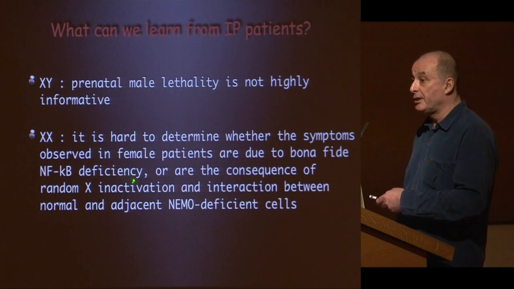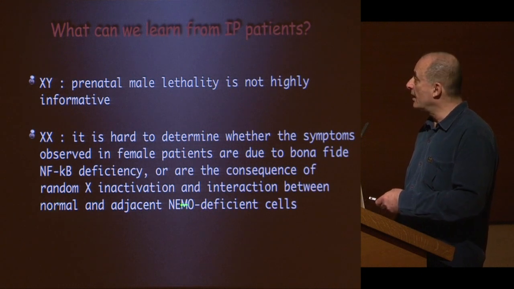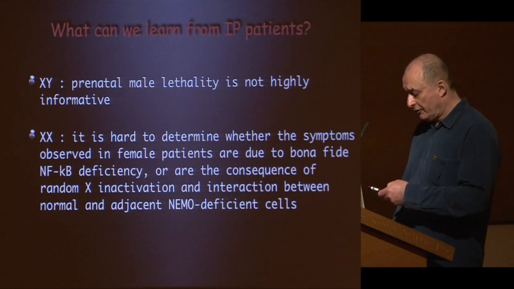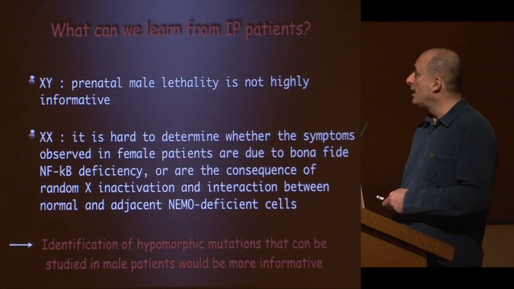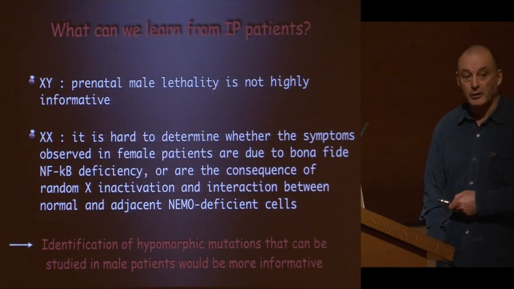And the symptoms observed in female patients, it is not very clear whether they were due to bona fide NF-kappaB deficiency or are the consequence of random X inactivation and interaction between normal cells and the cells that are NEMO deficient. So what would have been useful at that time would be the possibility to identify hypomorphic NEMO mutation that would be studied in male patients that probably would be more informative. So that's where Jean-Laurent enters.